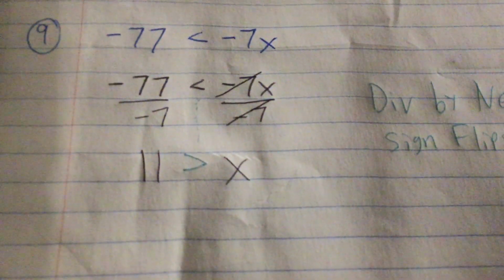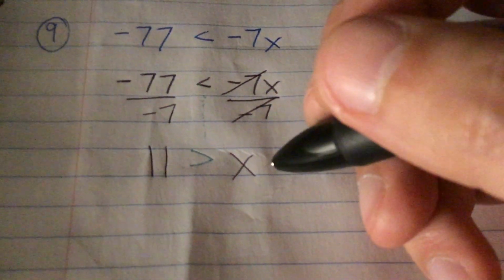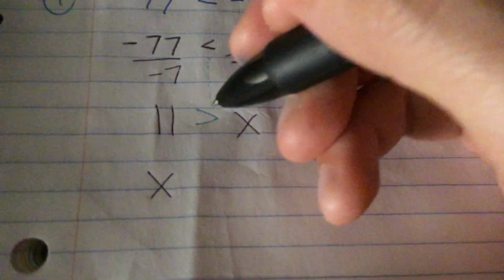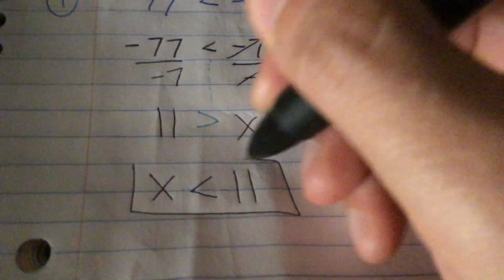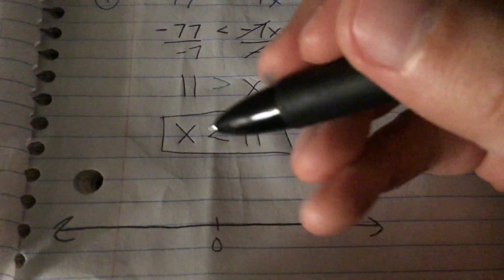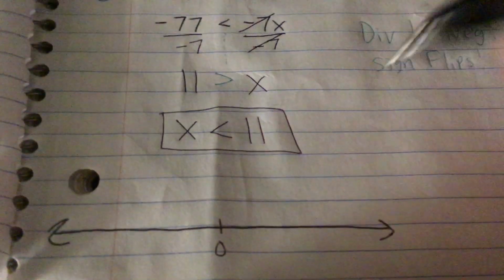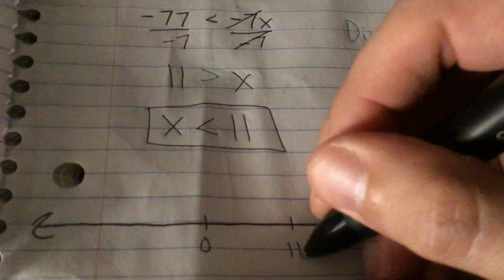So now I've got x on the right side, which makes me a little bit nervous. So if 11 is greater than x, what if I start the sentence with x? 11 is greater than x, which means x is smaller than 11. So x is less than 11 would be the solution to this problem. So I get x is less than 11, 0 in the middle. Well, where is 11 compared to 0? 11 would be on the right.